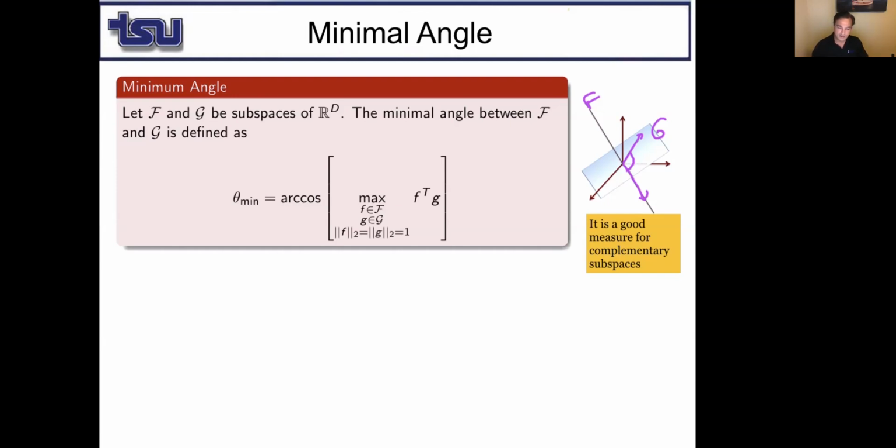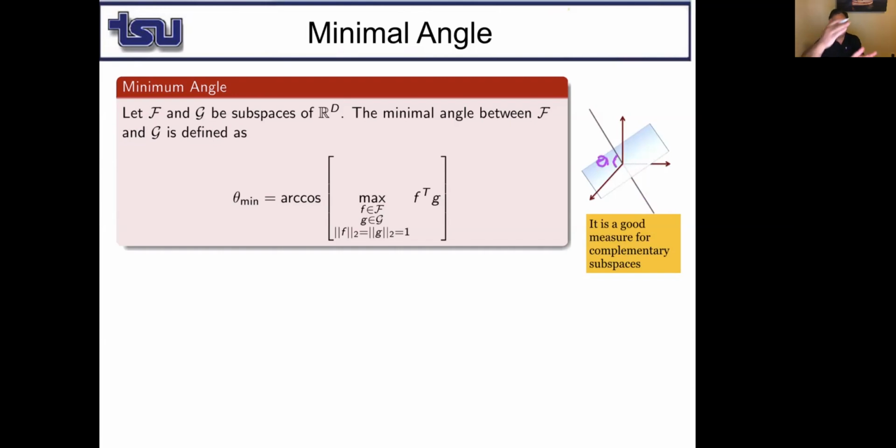Okay, so it is good. It's a good measure for complementary subspaces. For example, here the plane and line are complementary subspaces. The sum of this line and this plane gives me what? R3. And it's nice. For example, the minimal angle in this case will most likely be this angle right here.